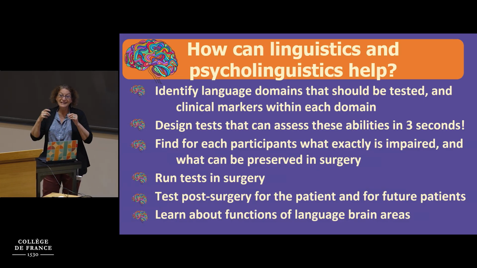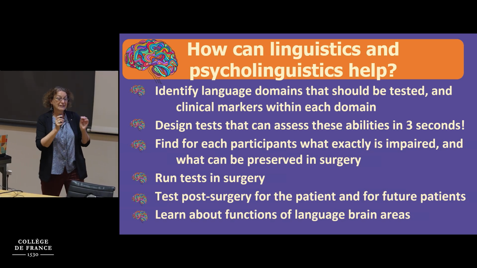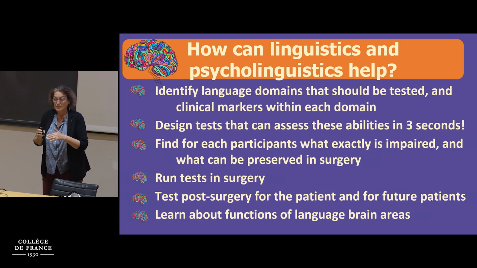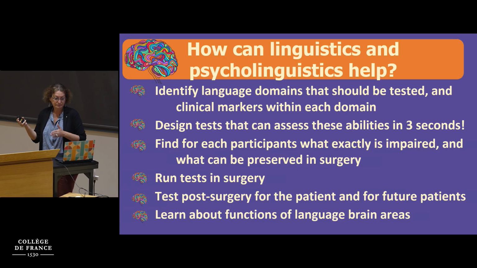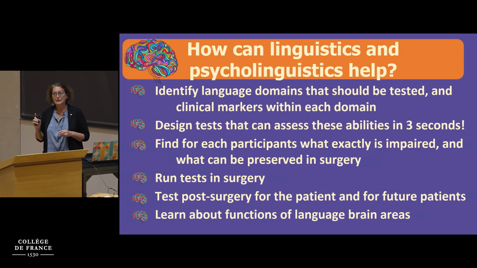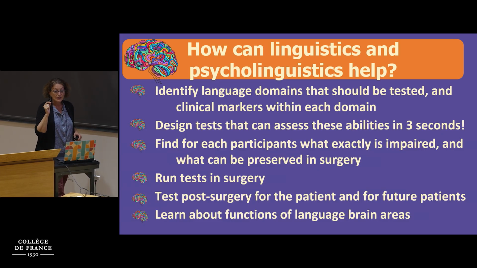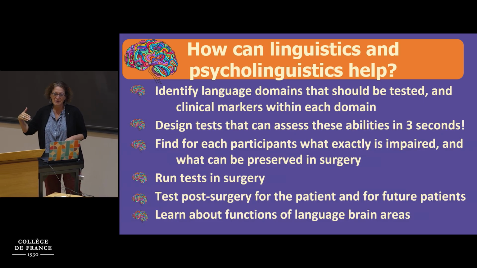And then we know the clinical markers for each, and this is something that we might know from patients after stroke or from individuals with developmental language impairments. We know what kind of clinical markers are the best to identify each kind of impairment. And then we design tests that assess these abilities. It's not easy because not every test can be done within this 3 seconds constraint. And then we find, for each patient, what exactly is impaired and what remained intact.